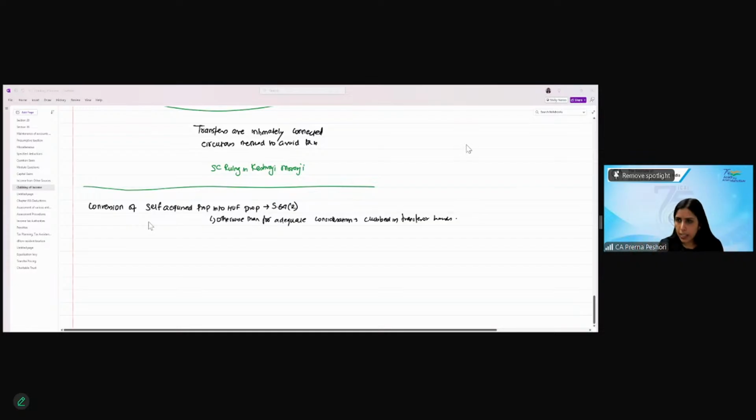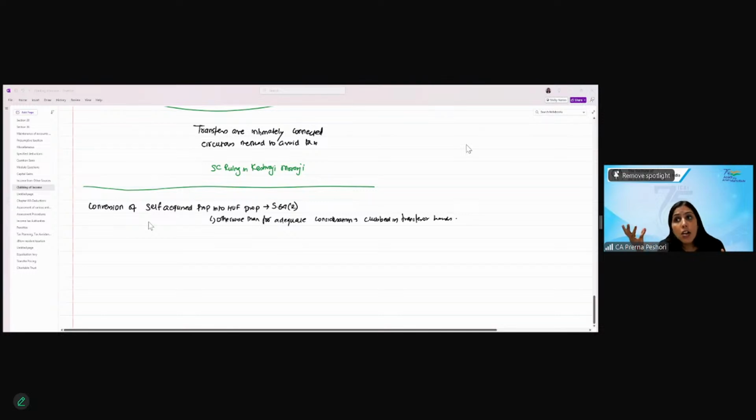Let's say I've put the property in the HUF. Now partition happens, and this income accrues in the hands of my spouse, but this will be clubbed in my hands. Are we clear? Any question, any doubt?